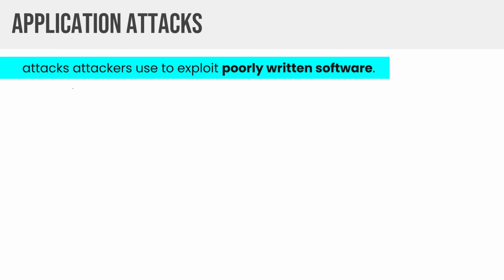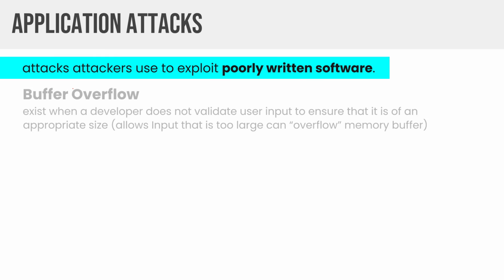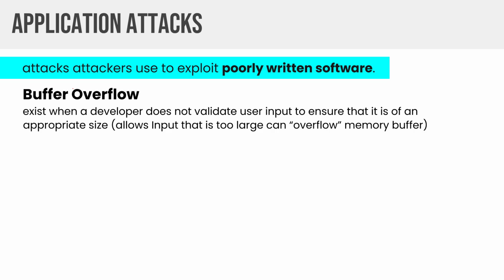So let's touch on application attacks, which are used by attackers to go after poorly written software, to exploit poorly written software. The most common you'll likely hear about is the buffer overflow, where a developer does not validate user input to ensure that it's of an appropriate size. This is really common in web forms. And if the form doesn't validate the input, the user can potentially input data that is too large, and it can overflow the memory buffer, causing an error, a buffer overflow error.